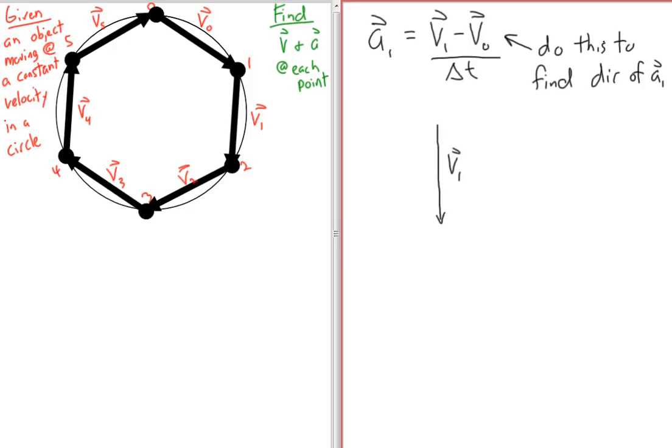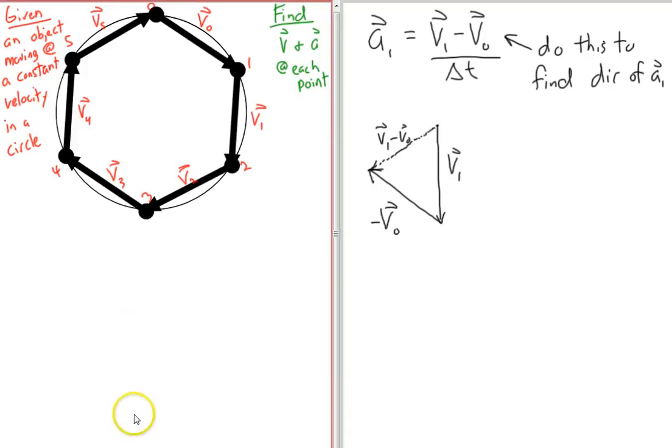So once again, we'll draw v1, the initial vector part right there, then negative v0, that takes care of this, and then just connect the dots from the beginning of v1 to the end of negative v0. And there's our difference vector, and that's going to be the direction of the acceleration vector at this point right here.